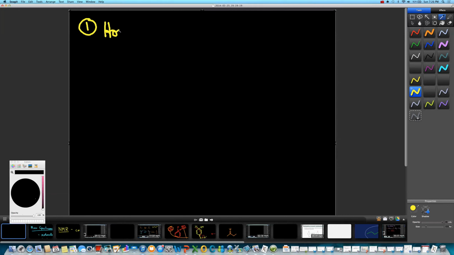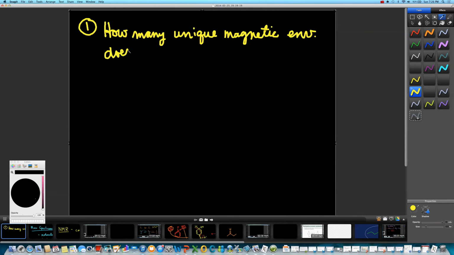And that is simply, how many unique magnetic environments does a molecule have? Now, the most important of all of our NMR techniques will be proton NMR. So we're looking at unique hydrogen environments.